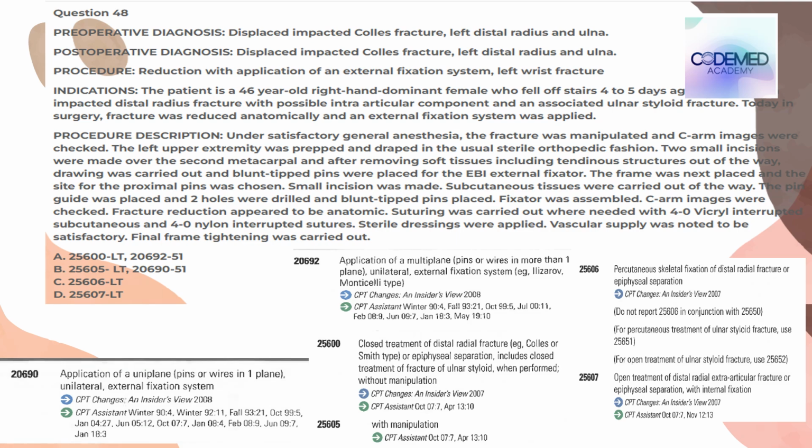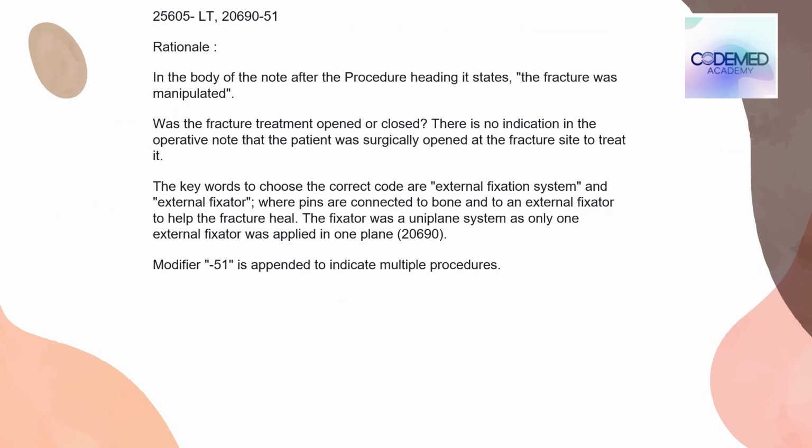So 25605 and 20690, because the first is for the closed treatment of the fracture with manipulation and the second is for the application of the uniplane. Okay, so the answer is B, 25605 and 20690. You can go through this rationale that will help you read things again better. The only way to pass the CPC exam is to do maximum questions, so that you get practice of how to read the question, what the important words are, and how to zero down your option.